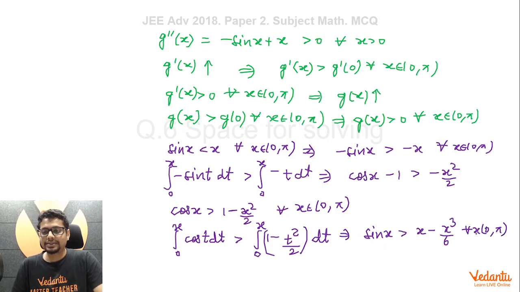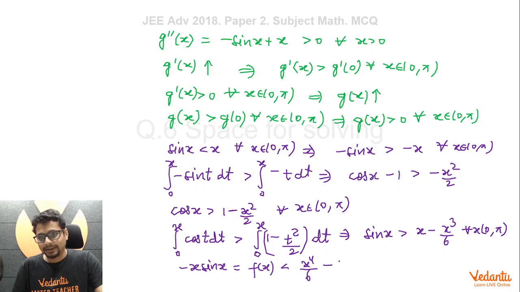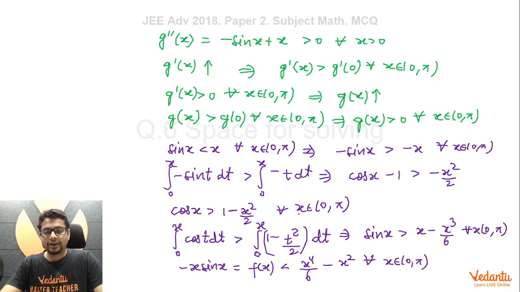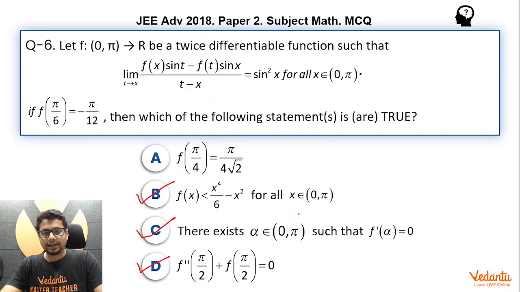Now since x is in this interval 0 open to pi open, it is positive, minus x is negative. So if I multiply both sides by minus x, the sign would reverse. That means minus x sin x, which essentially is f of x only, would be less than x to the power 4 by 6 minus x square for every x in this interval 0 open to pi open. So hence we have again proved that f of x is less than x to the power 4 by 6 minus x square for every x in this interval 0 open to pi open.